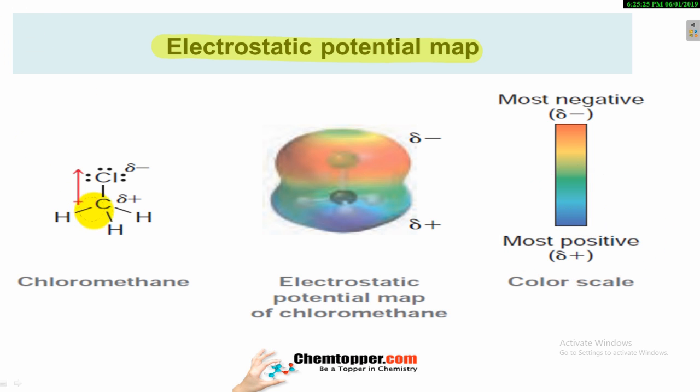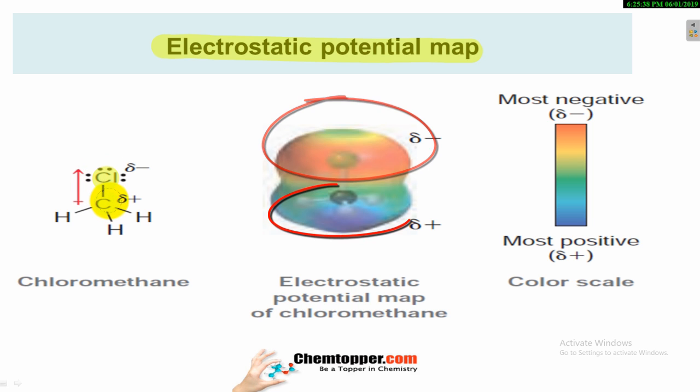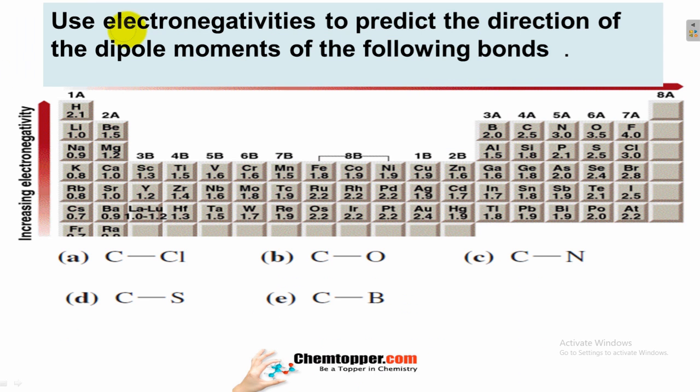Now in this molecule of chloromethane, chlorine is more electronegative than carbon. So you can see there is more electron density on the chlorine atom, which is represented by red color, and less electron density on the carbon atom, which is represented by blue color. The difference in electronegativity can be used to predict the direction of the bond dipoles. In this question, we are going to predict the direction of the bond dipoles based on the difference in electronegativity.